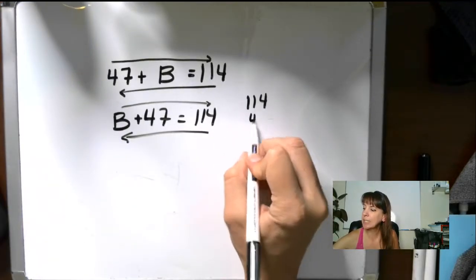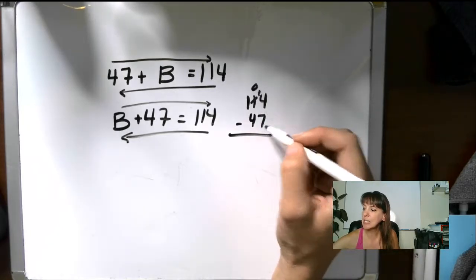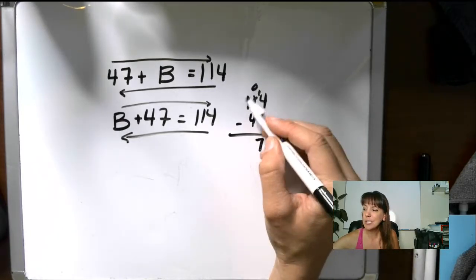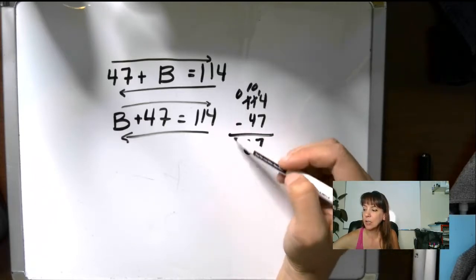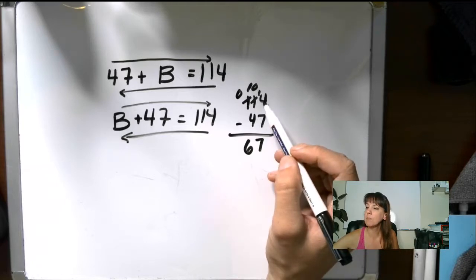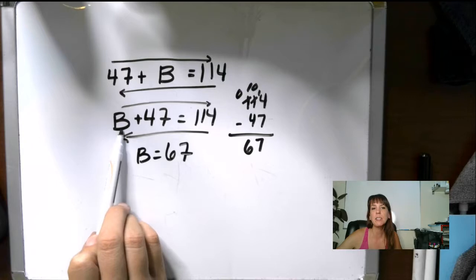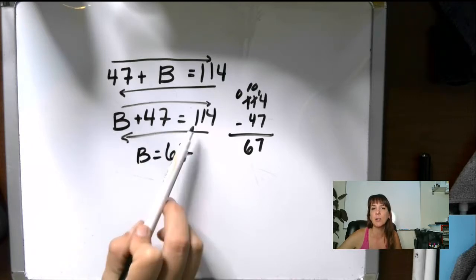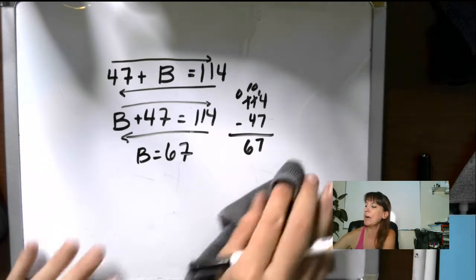We get 114 minus 47. I'm going to make this a 0, make this a 14. 14 minus 7 is 7. Can't do 0, so I'm going to make this a 0 and make that a 10, which gives us 6. And then 0, and then we've got the 0, right? So that means that B equals 67. And sure enough, if we plug this back in, 67 plus 47 will give us 114. So it's basically taking these word problems and deciding, is it some and some more, or is it some went away? Once we find that pattern, it makes solving those problems a lot easier.